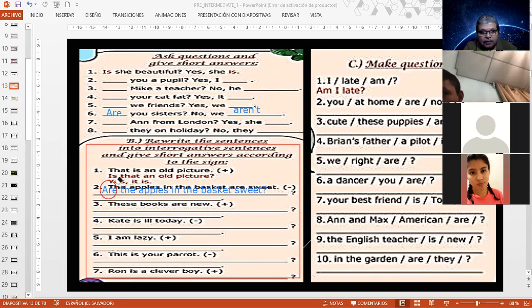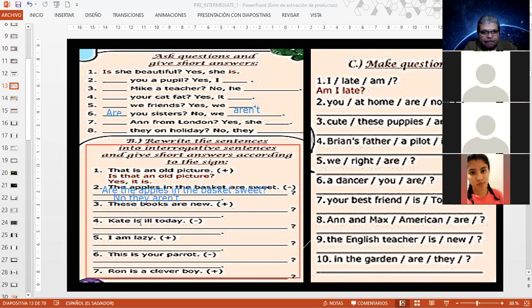The answer? No, they aren't. No, they aren't. Okay. Algo apretadito. No, they aren't. Okay. ¿Algún problema en el resto aquí? No. Okay. Pero me sigo confundiendo en esa parte.